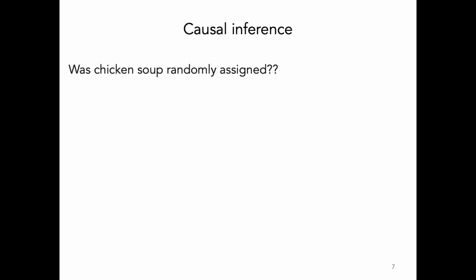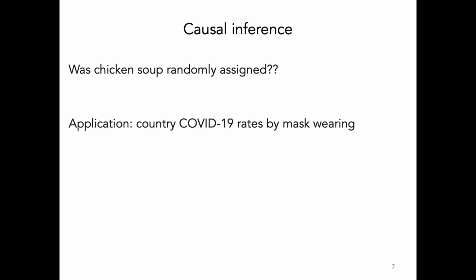An application to the pandemic situation is that we might compare different infection rates between countries, and then look at mask wearing and say, okay, South Korea did really well in the first few months, and they wear masks. Therefore, wearing masks causes dot dot dot. But the mask wearing was not randomly assigned, so it's vulnerable to a third variable explanation.